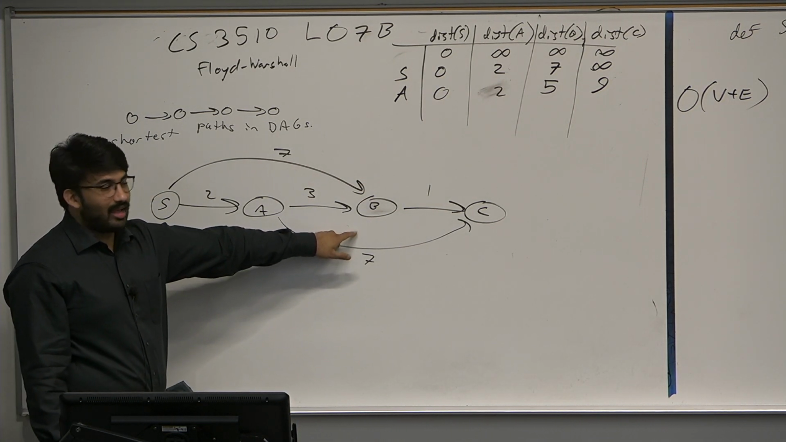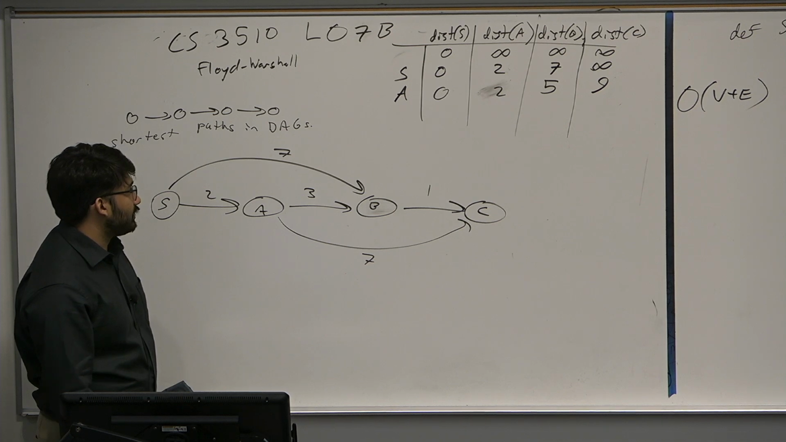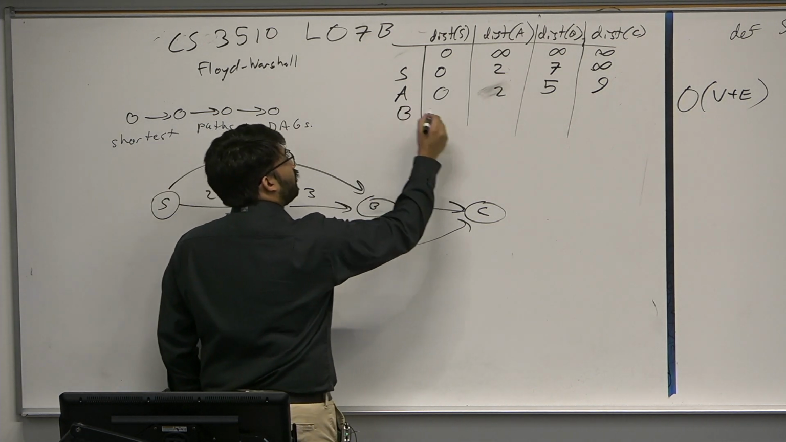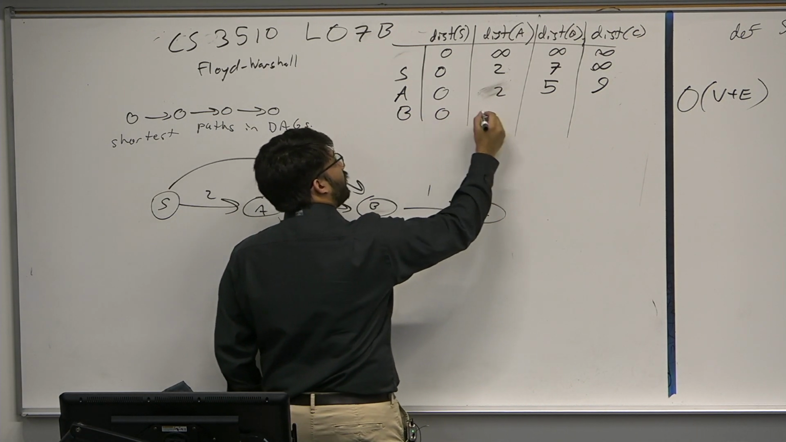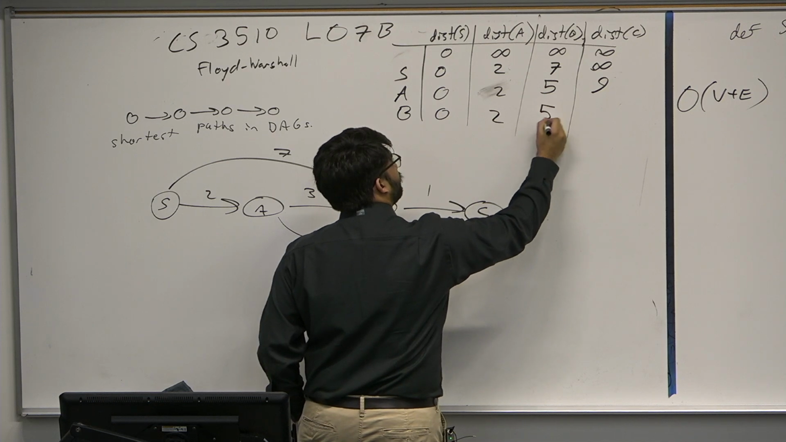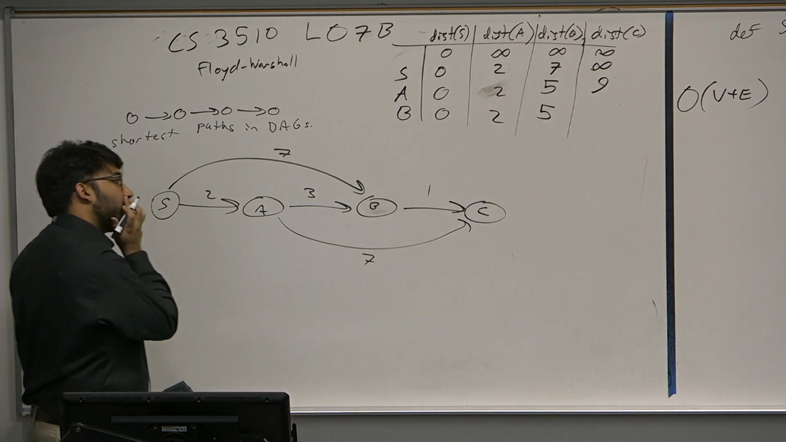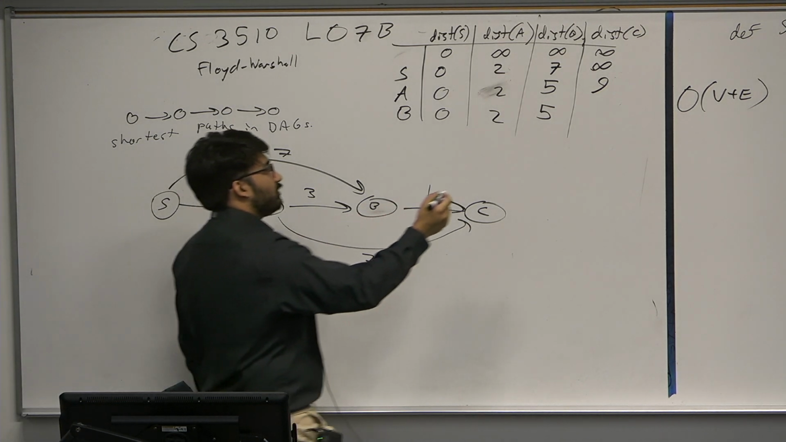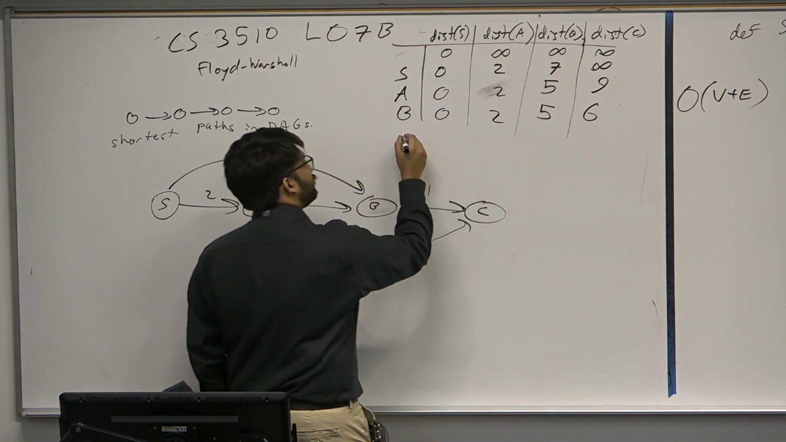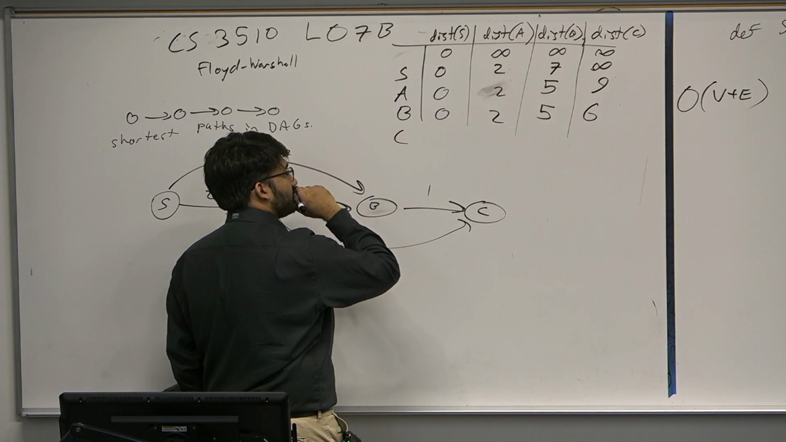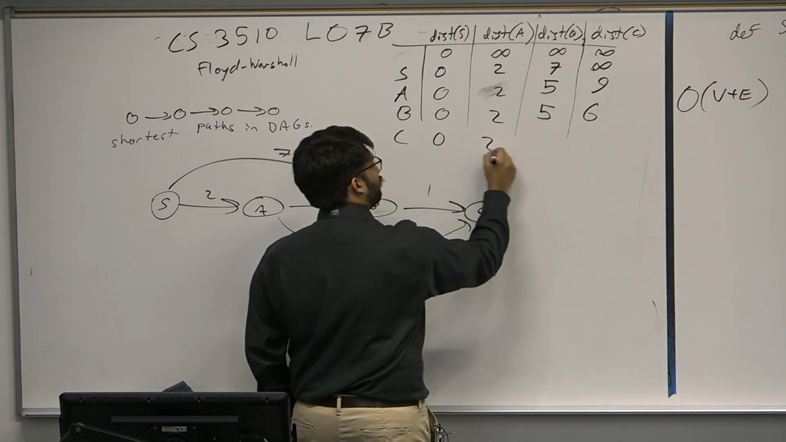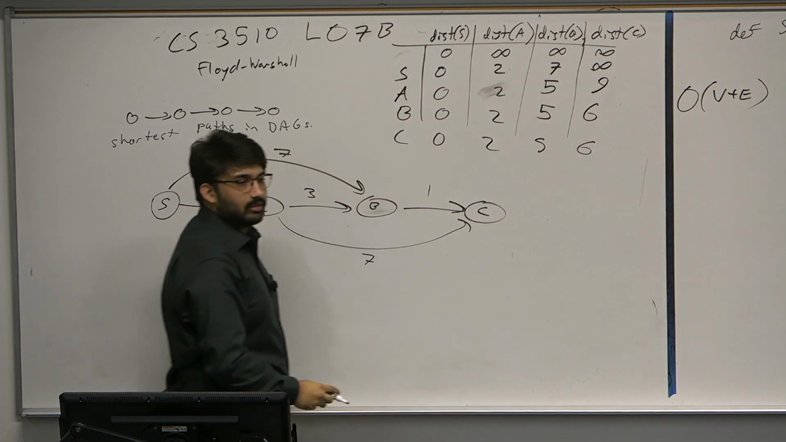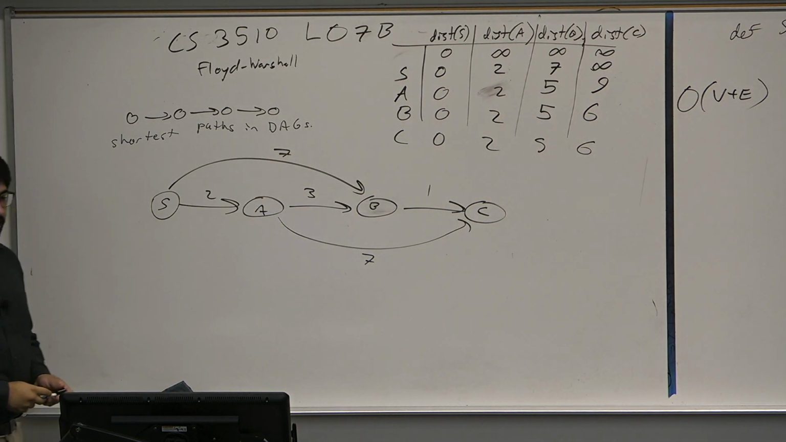B has 1 outgoing edge of weight 1 to C, right? So S is going to be done, A is going to be done, and B is going to be done. Now C is going to be weight, what is that? 5 plus 1 is 6, which is currently less than 9. So this is going to be 6. And then C, being a sink, has no outgoing edges. So that's just going to be the same. Doesn't really matter, right? That's how you would update it.